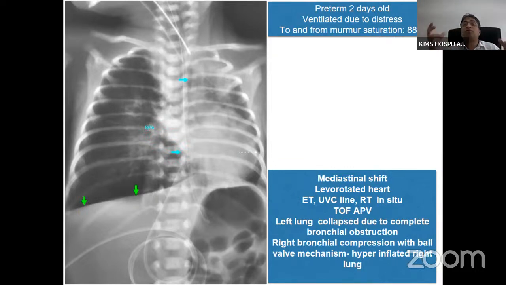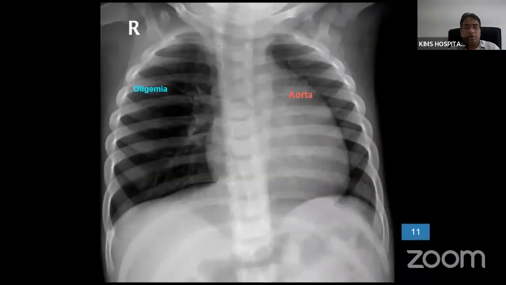These are more because of the TOF with absent pulmonary valve, because in TOF with absent pulmonary valve the RPA and LPA are huge, and that is causing compression on the bronchus. It may cause collapse or it may cause hyperinflation. Okay, so this is a typical example.